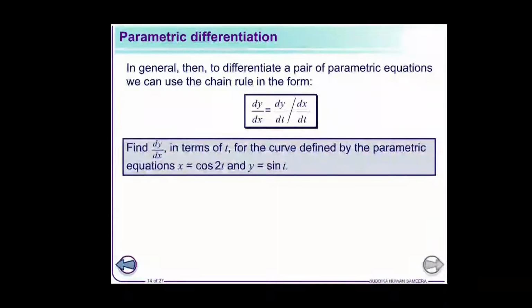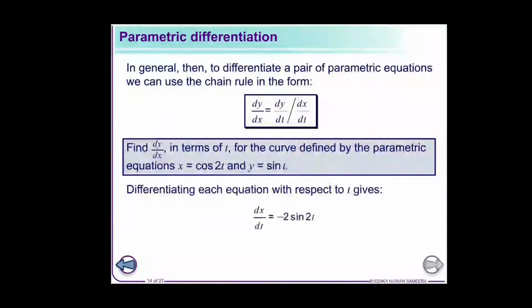Here, find dy over dx in terms of t. The parametric equations are given: x equals cos 2t and y equals sin t. So I'm going to find dx over dt here. When you differentiate cos t, the answer is minus sin t. So when you differentiate cos 2t, the answer is minus sin 2t, and you should multiply by 2 also. Then the final answer should be minus 2 times sin 2t. When you differentiate sin t, the answer is cos t.